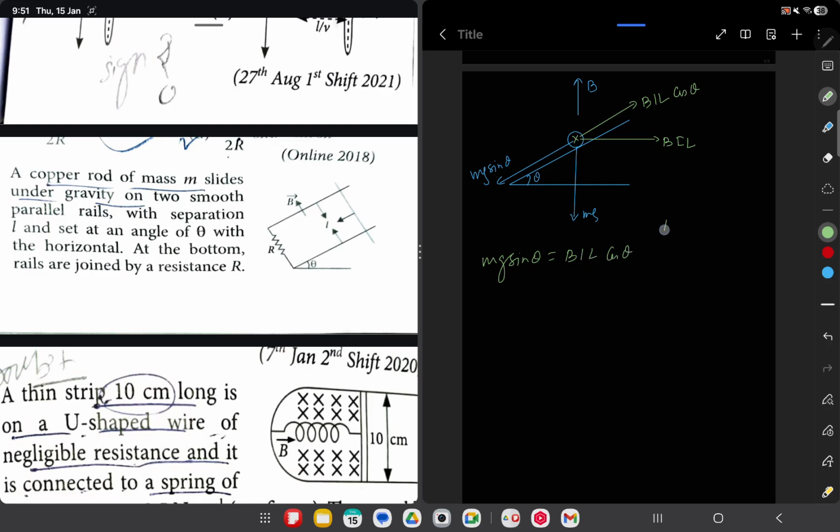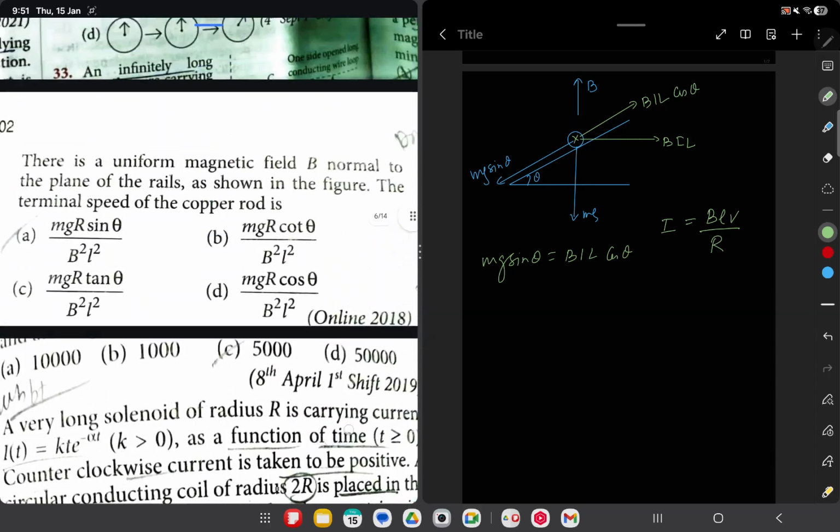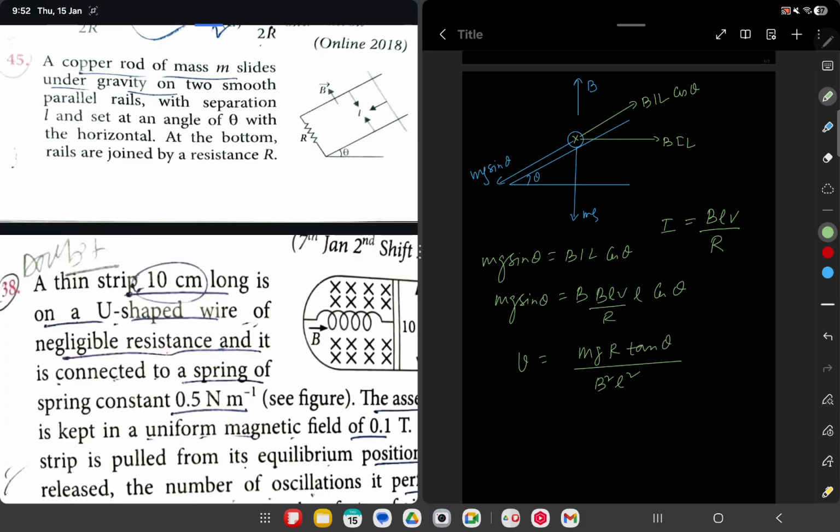Now you need to find out the velocity. I is equal to what? As it is moving at terminal velocity, I can be written as BLV by R. So now you can just put this in and see the values which come. BLV by R into L cos theta. That means you are getting V equal to mg R tan theta by B square L square. So if this B is along this direction, then you will be getting this answer.